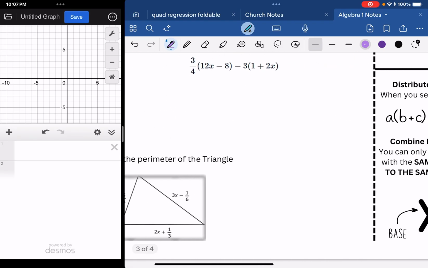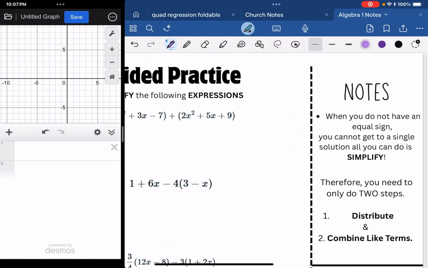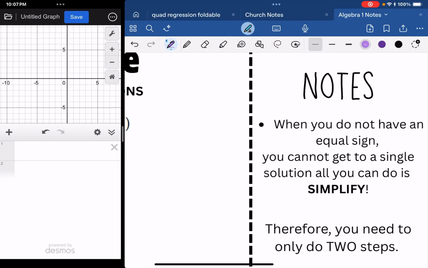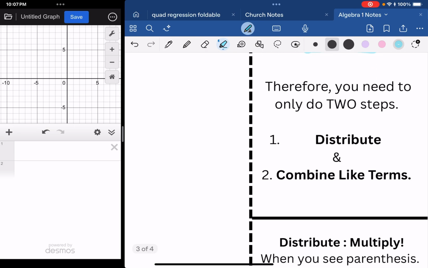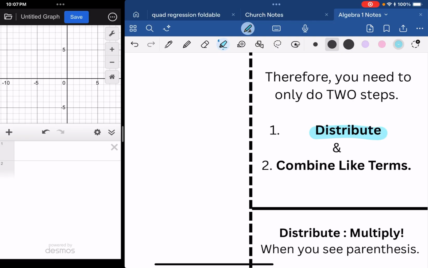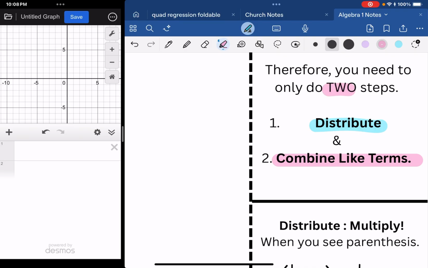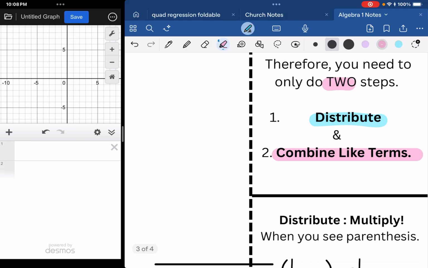All right, so coming over here, so notes, okay, when you do not have an equal sign, you cannot get to a single solution. All you can do is simplify. So a lot of times you're going to see this word simplify, or you're going to see which expression is equivalent, okay? A lot of those times it just means you can only do 2 things, distribute and combine like terms, or combine like terms. Okay, but those are the only 2 steps you can do when it says simplify.